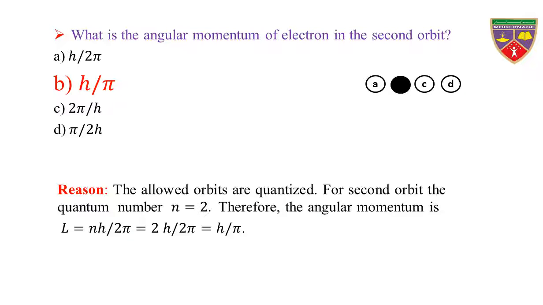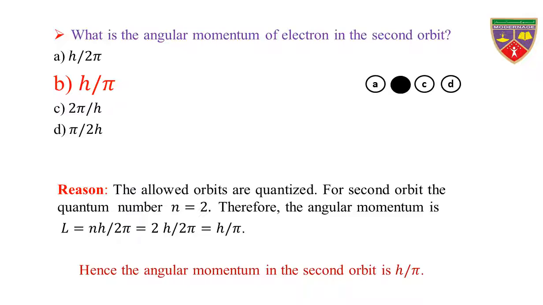Reason: the allowed orbits are quantized. For second orbit, the quantum number n is equal to 2. Therefore, the angular momentum L is equal to nh divided by 2 pi, which is equal to 2h divided by 2 pi, which is equal to h divided by pi. Hence, the angular momentum in the second orbit is h divided by pi.